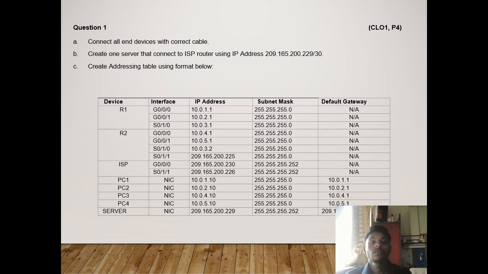Here is question one. Connect all end devices with the correct cable. Create one server that is connected to the ISP router using IP address 209.165.200.229/30, and create an addressing table using the format below.